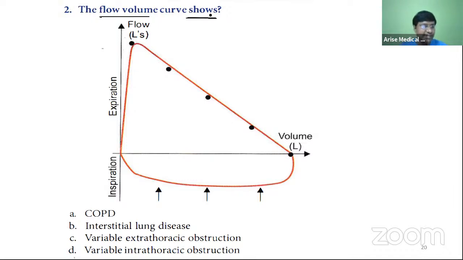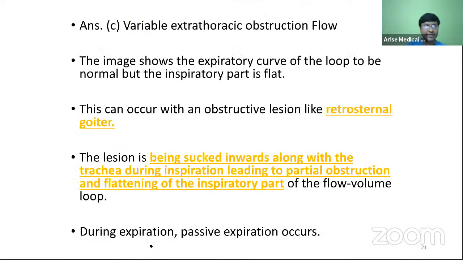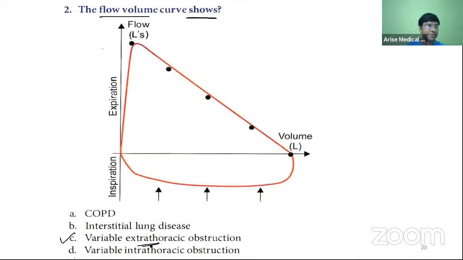No, it is not interstitial lung disease. It is your variable extrathoracic obstruction. It is not B, it is C. Now, what is the example? The example of variable extrathoracic obstruction is retrosternal goiter.